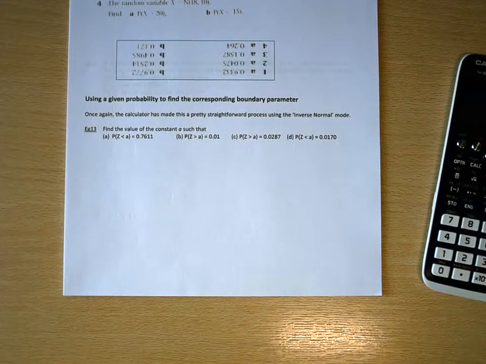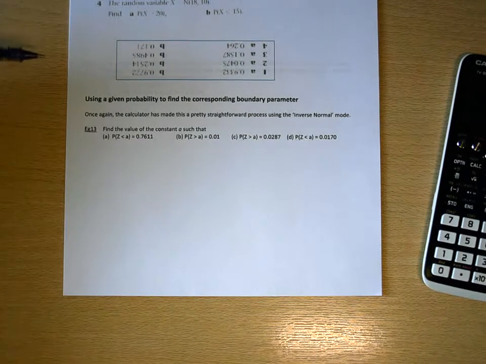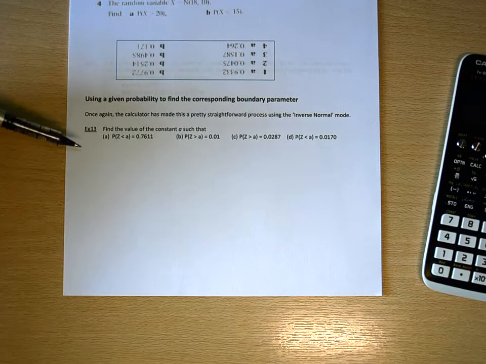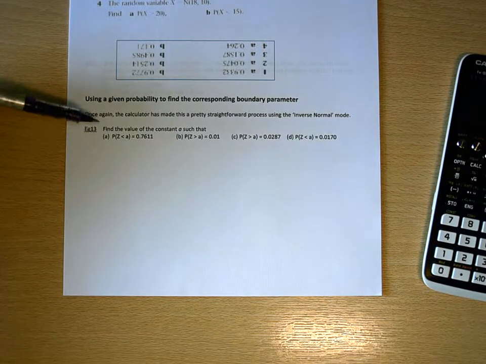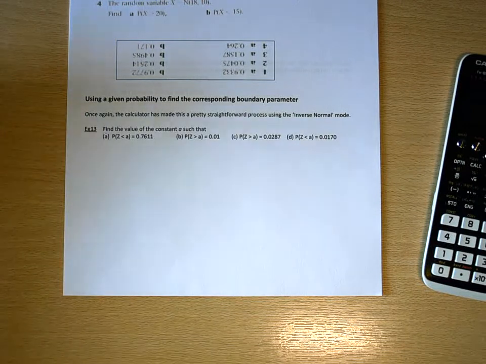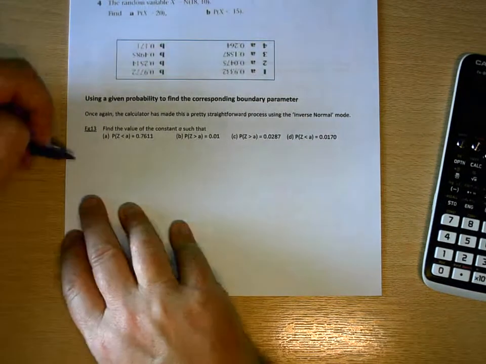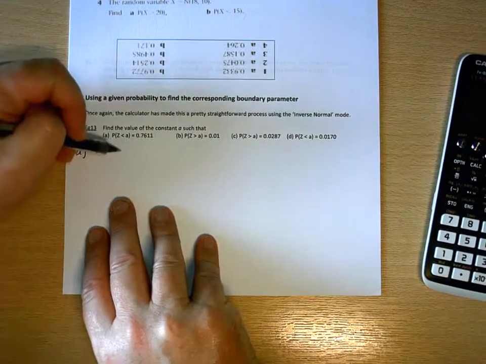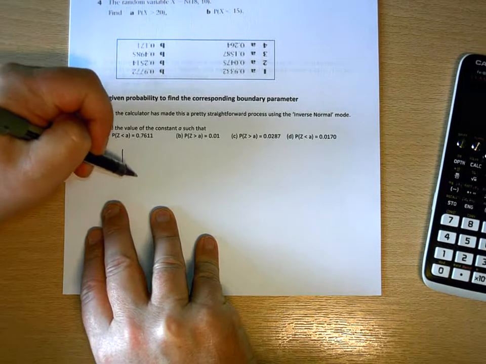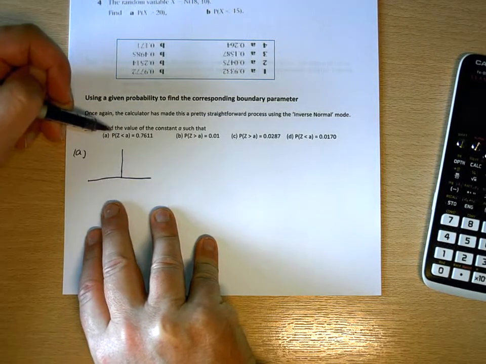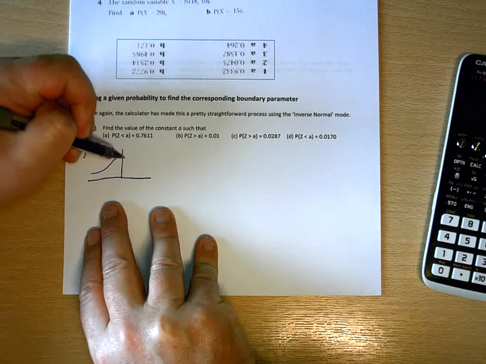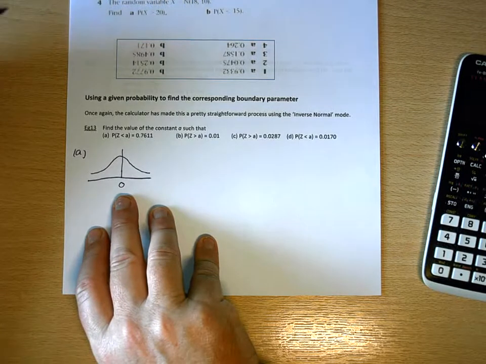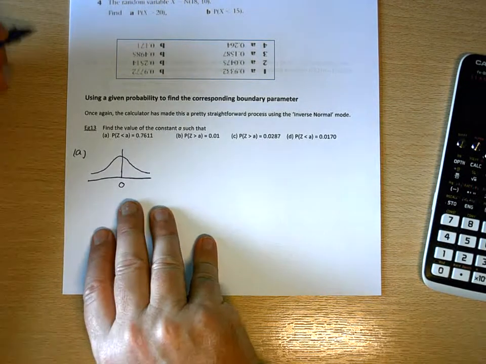Right, so we've moved into a process now where we're going to be working backwards from our normal distribution curve, where we're being given an area, a probability, and we're looking for the boundary value that creates that area. So if we look at A, I want the probability that Z is less than A equals 0.7611. Now, because we're working with Z, I know that I'm working with the standard normal distribution, which has got a mean of 0 and a standard deviation of 1.